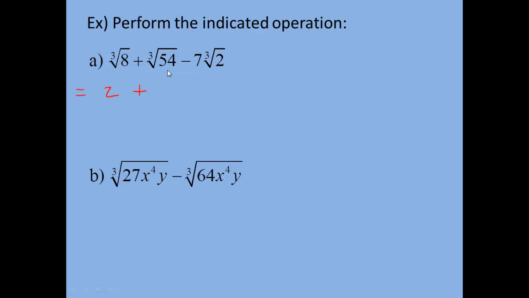Plus the cubed root of 54, well, you want to break this down now into its highest perfect cube factor, all right, and another factor. So the highest perfect cube that's a factor of 54 would be cubed root of 27 times the cubed root of 2. Minus here we've got 7 times cubed root of 2. 2 is not a perfect cube. It doesn't have any perfect cube factors other than 1, so this is just cubed root of 2.